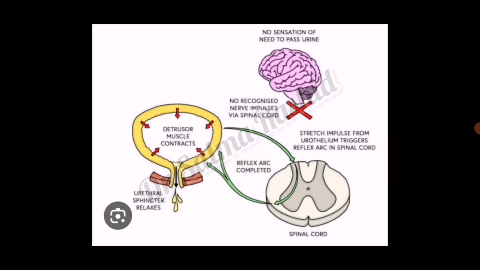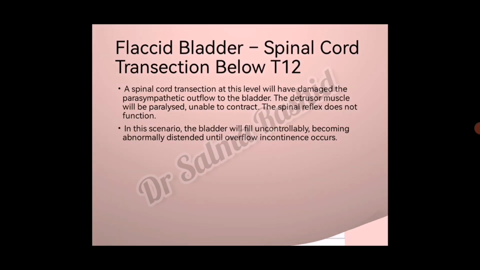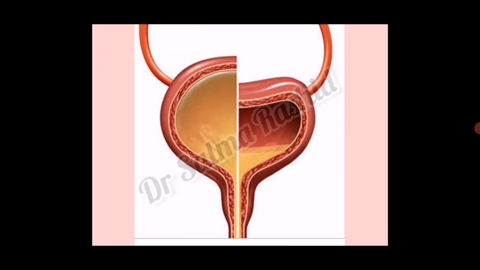So when the transection occurs below T12, the stretch receptors send their input to the spinal cord, and the spinal cord will not transmit its signal via the pelvic nerve. So the detrusor muscles are unable to contract. So what happens? The bladder becomes overfilled, and there will be overflow incontinence.